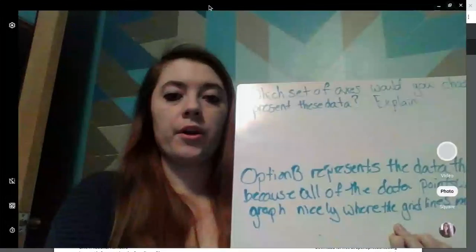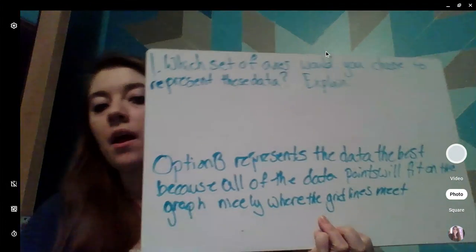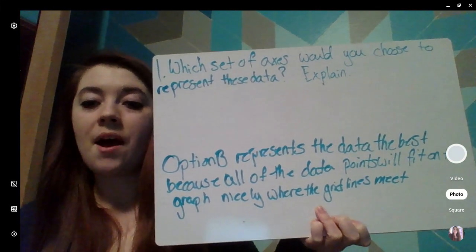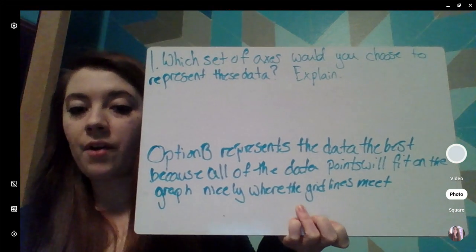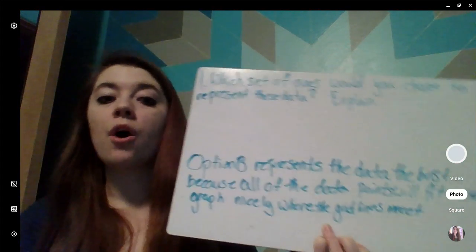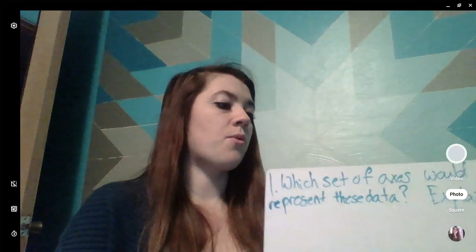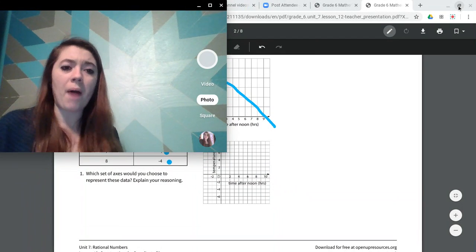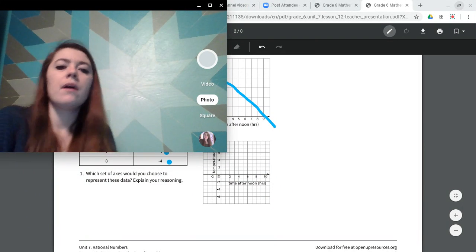So let me make this bigger. There we go. So option B represents the data the best because all the data points will fit on the graph nicely where the grid lines meet. So not just the fact that it's going to include all of our points, but it's also going to make it so we don't have to figure out, okay, where's exactly in between here, and trying to figure out partial values is very complicated to get an exact amount. So we want to have it so it can line up on grid lines if at all possible. So keep that in mind as we go about this.